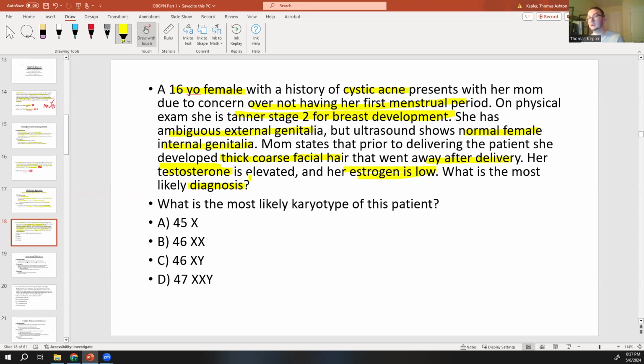All right, what's the most likely diagnosis? So I kind of made this easy here. And the reason I made it easy is because if I give you the labs, testosterone and estrogen, it's really simple to figure this out. So what enzyme converts testosterone to estrogen? Well, it's going to be aromatase, all right? Aromatase. So here, estrogen is low, testosterone is elevated, and that's why she's developing signs of excess androgenism. So what is the karyotype of these people? So people with aromatase deficiency, they are phenotypically female, right?